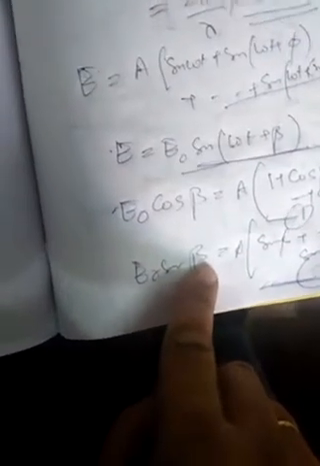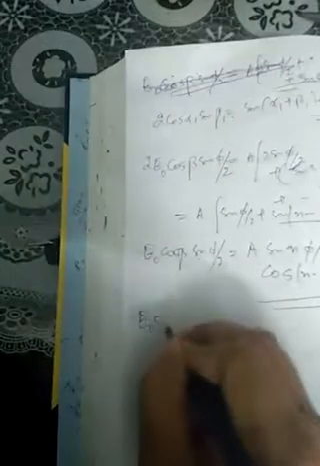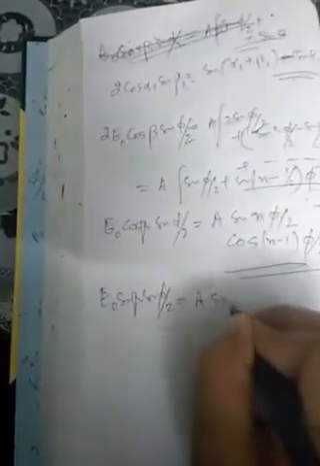Similarly, from equation 2 we multiply by 2 sine phi by 2, and doing the same method, we can get E naught sine beta sine phi by 2 is equal to A sine n phi by 2 sine n minus 1 into phi by 2.